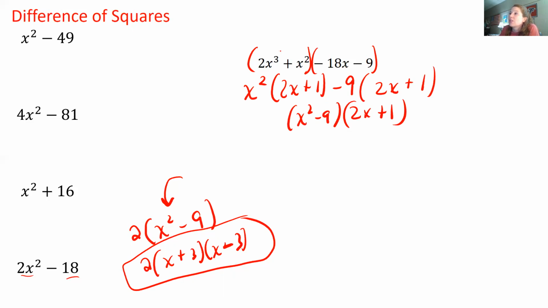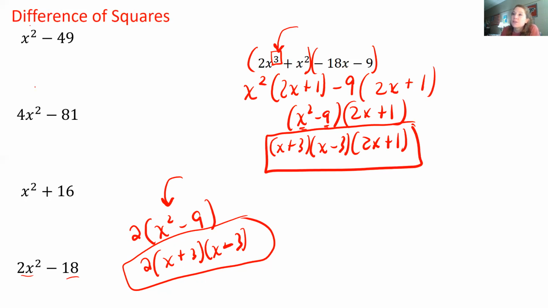Now, whatever the degree of your polynomial is, that's how many answers you should have. I only have 2 answers, so you have to look at them carefully. And then you go, actually, wait a minute, this is a difference of squares. So I can factor this one more time. I'm going to find the square root of x squared and the square root of 9. One gets a plus, one gets a minus, and then I bring down my 3rd factor. So this is the final answer. In all the other ones, I had 2 answers, but this one I need 3 answers because this is a 3rd degree polynomial.